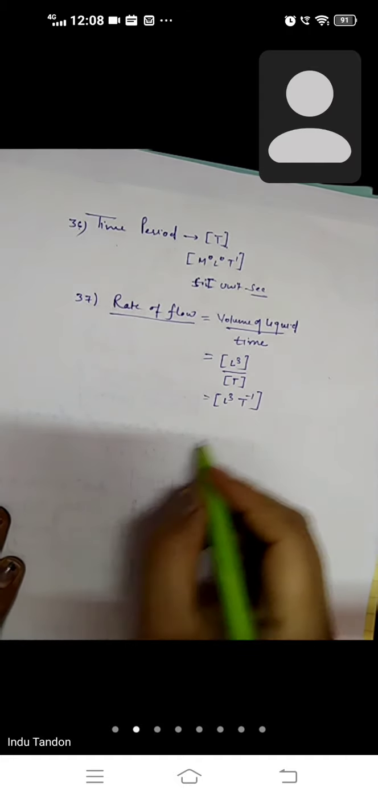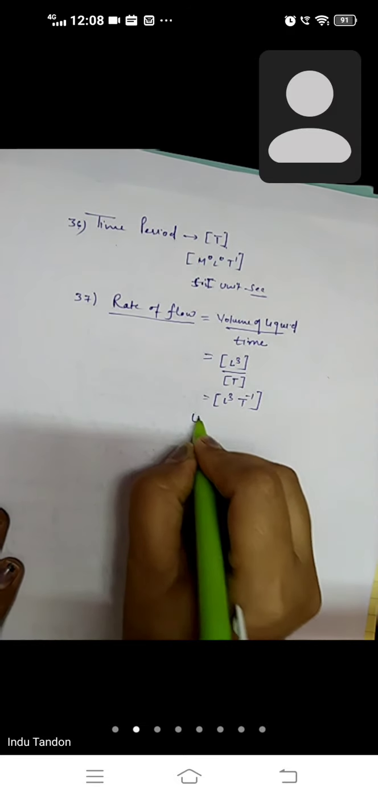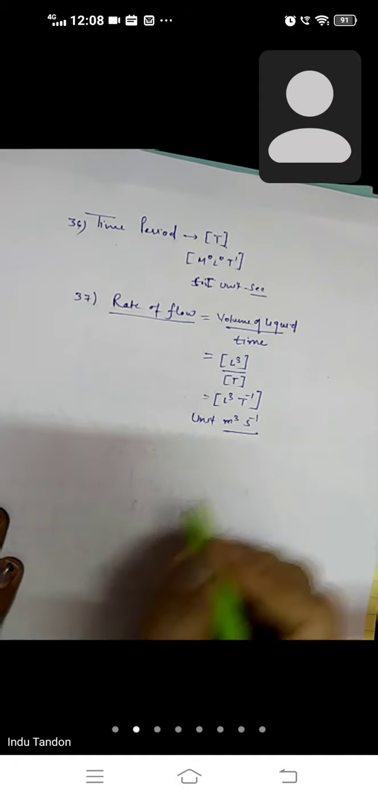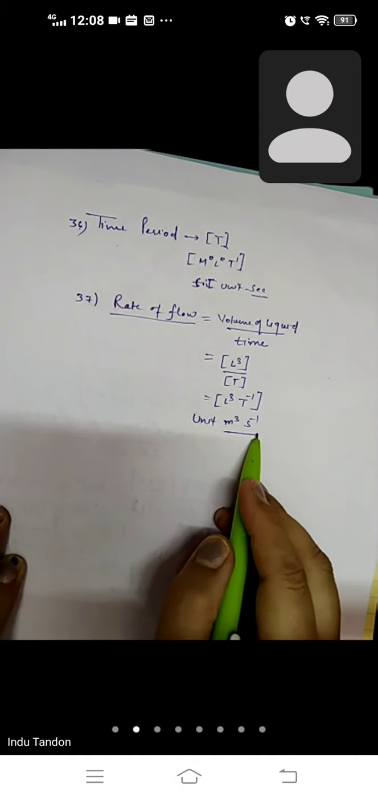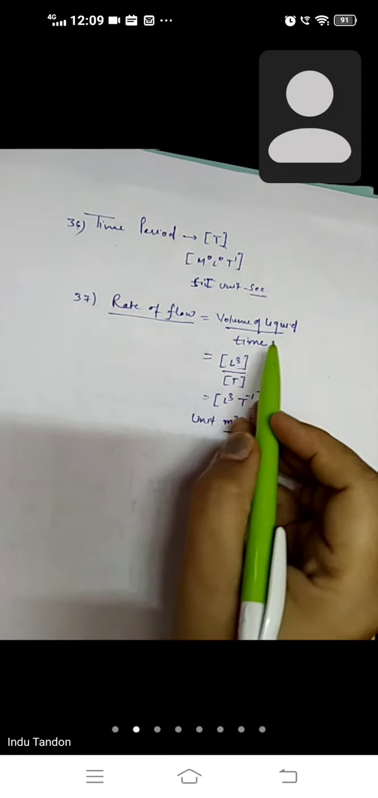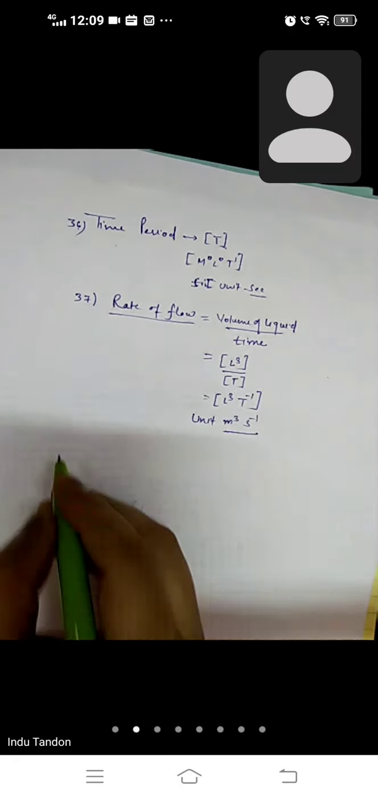And what is its unit? Meter cube. Unit is meter cube second inverse. This is rate of flow, volume of liquid divided by time.